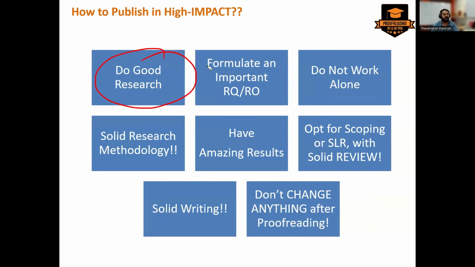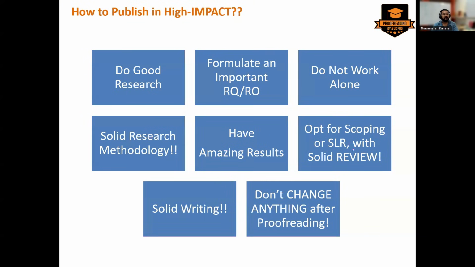Okay, formulate important research questions. Try to collaborate and write collaborative papers, which is good. But everyone must have their own role. Don't simply add names. We must have very good research methodology to produce very good results. Let's say you don't have research methodology, no results.